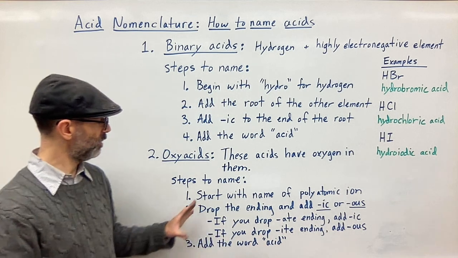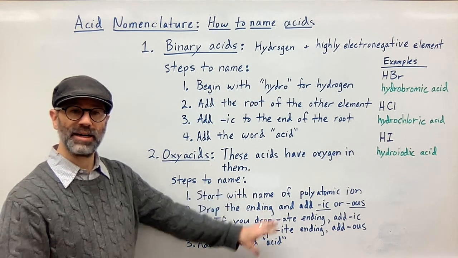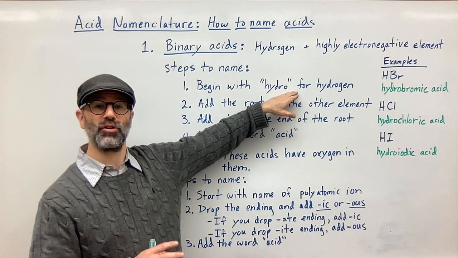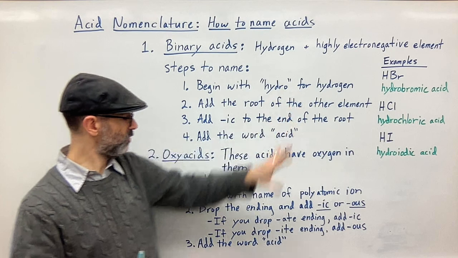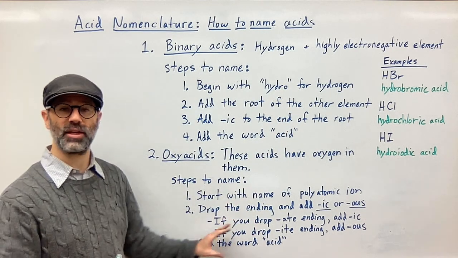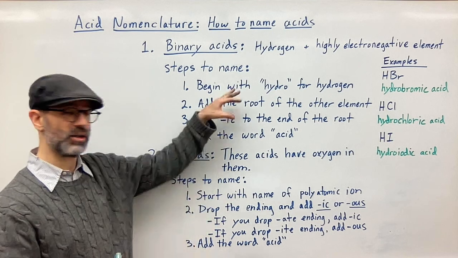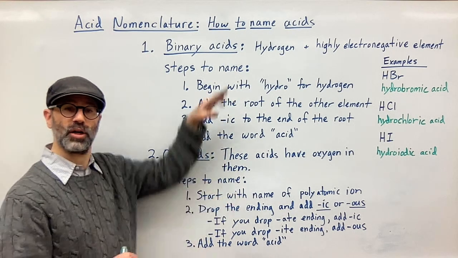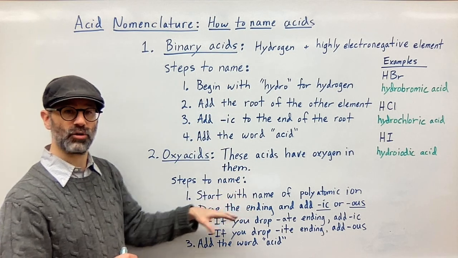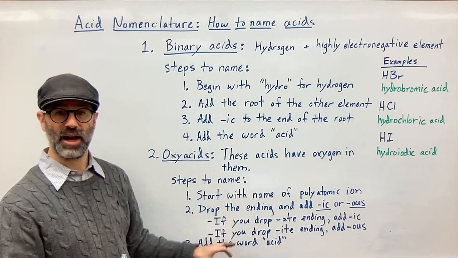Now notice what's different here is you don't start with hydro. Hydro is only for your binary acids. For your oxyacids, you don't begin the name with hydro. So that's a major difference between these two. So don't confuse these two methods of naming. Don't use hydro for your oxyacids.